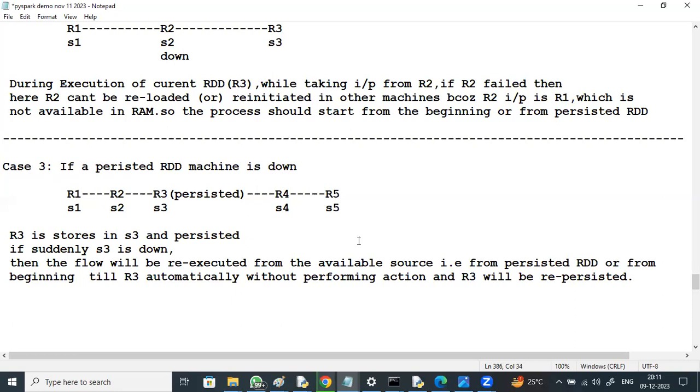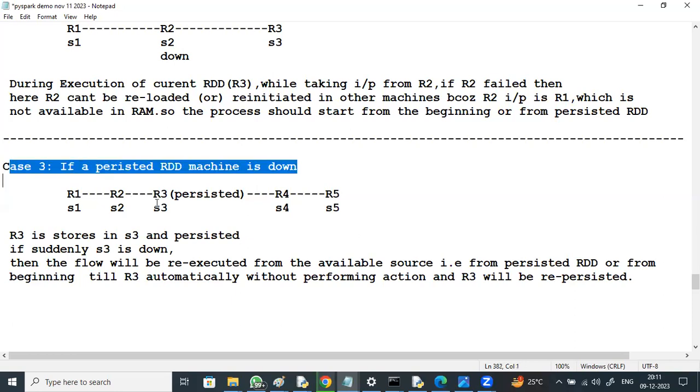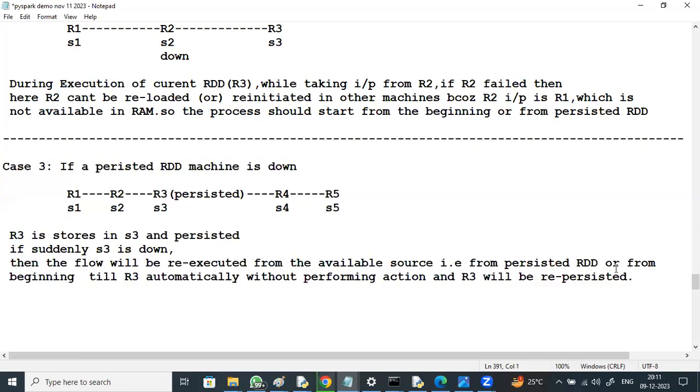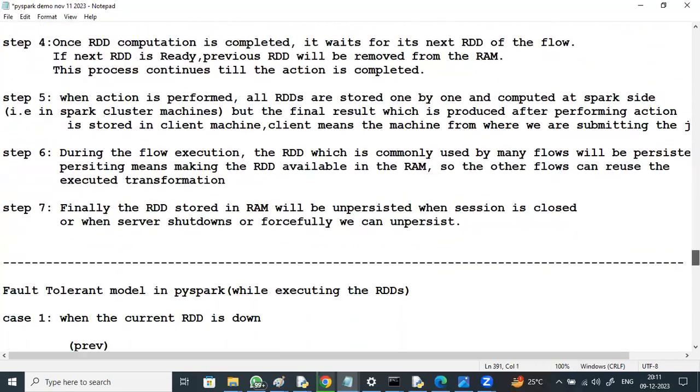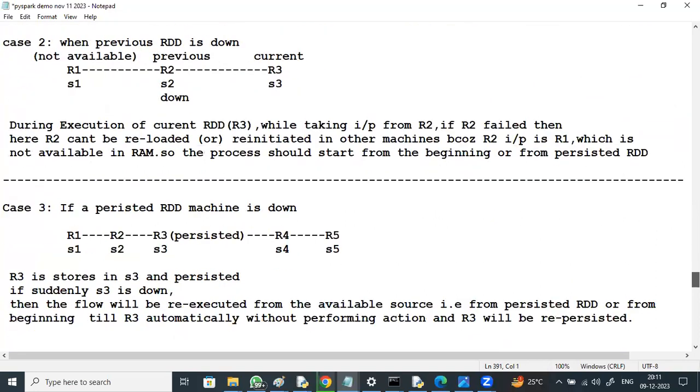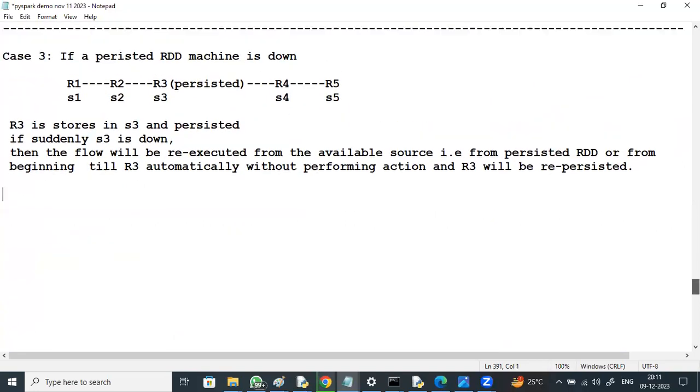Okay. Some more cases are there on this RDD. This is fault tolerance and persist. Yes, we can persist two RDDs. In tomorrow's class, I'll be showing you that two or multiple RDDs can be persisted.